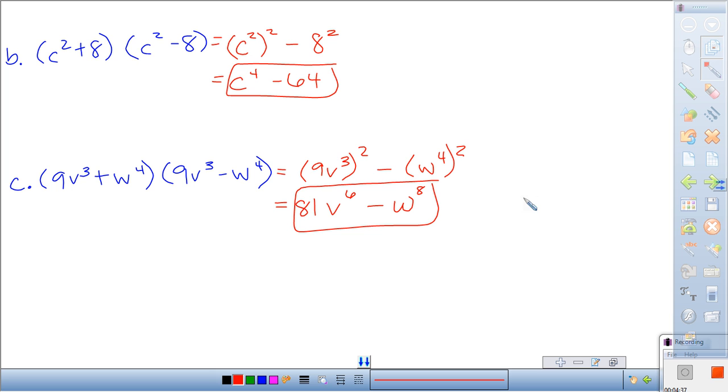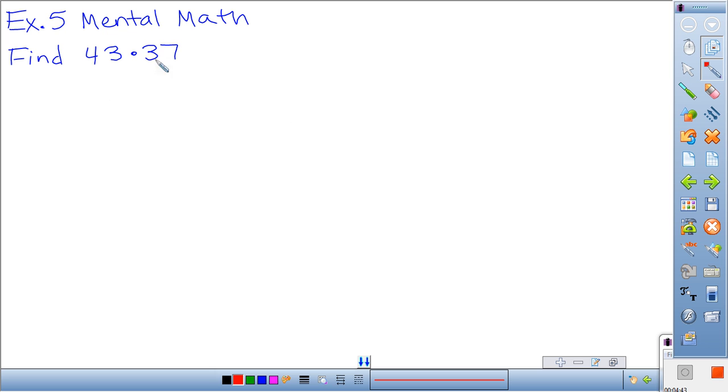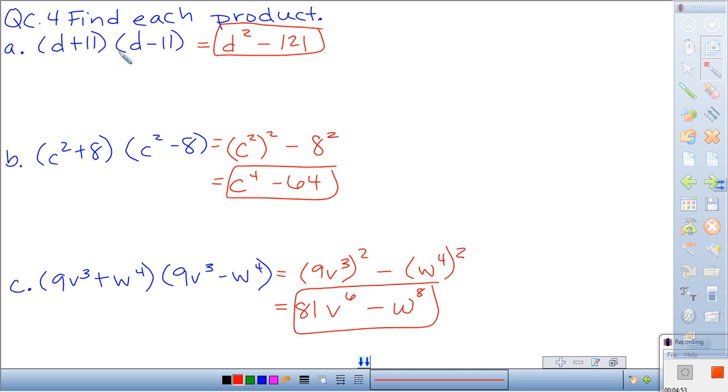All right, let's try that with some numbers. Again, we said maybe a practical application for this would be if you were trying to multiply some rather large numbers. So let's try 43 times 37. We want to change this into a difference of squares problem. So we want it to look something like this. We want two binomials that have the same first term and the same second term, where you're adding one and subtracting the other. So how could we do that with 43 and 37?